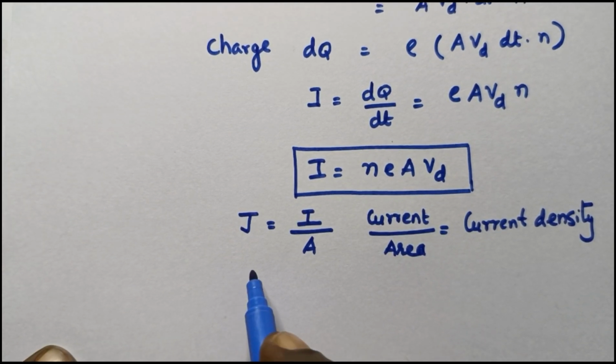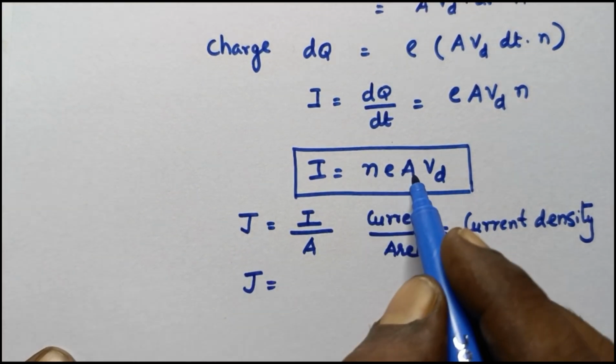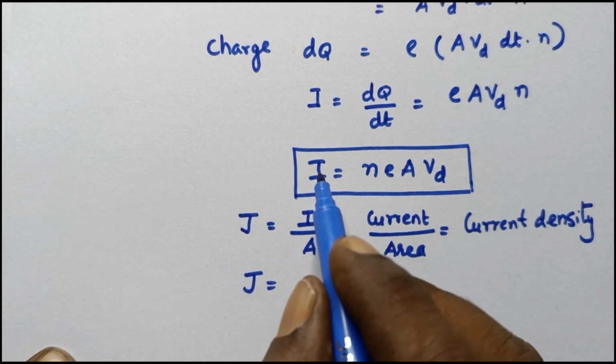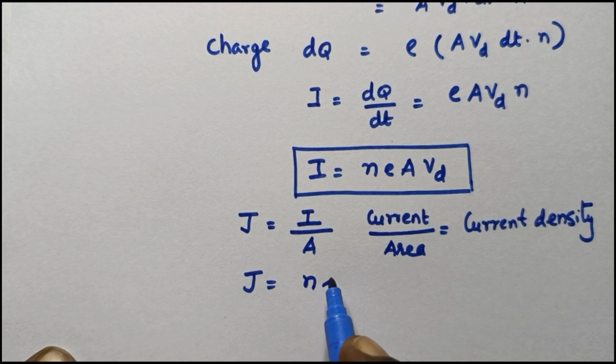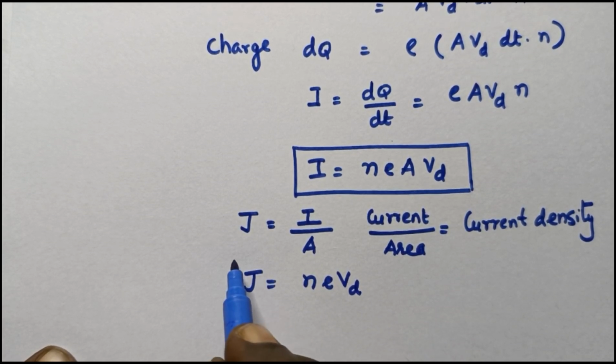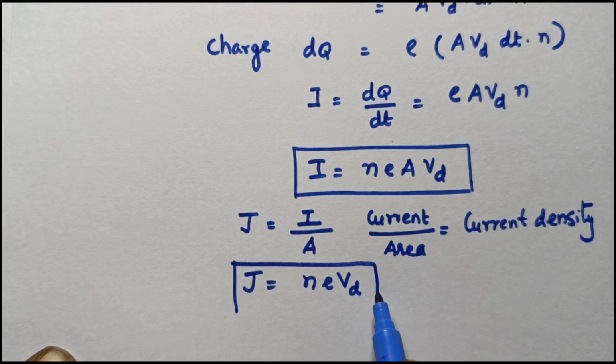So J is equal to, bringing this A down, I by A, and I by A is nothing but J. J is the current density. So J is equal to n e vd. So this is an expression for the current density in terms of the drift velocity.